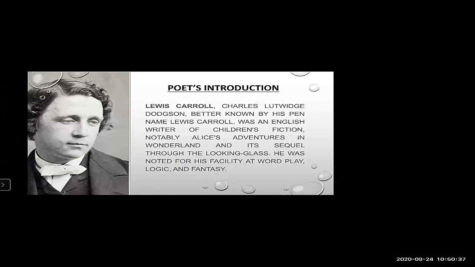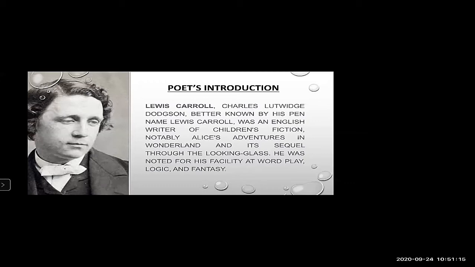He was an English writer of children's fiction. So he used to write children's fiction stories. Fiction stories are the stories which are not real. It is just mere imagination. Notably, Alice's Adventures in Wonderland and its sequel Through the Looking Glass. So his famous fiction story is Alice's Adventures in Wonderland. You have studied this lesson also in your previous class.